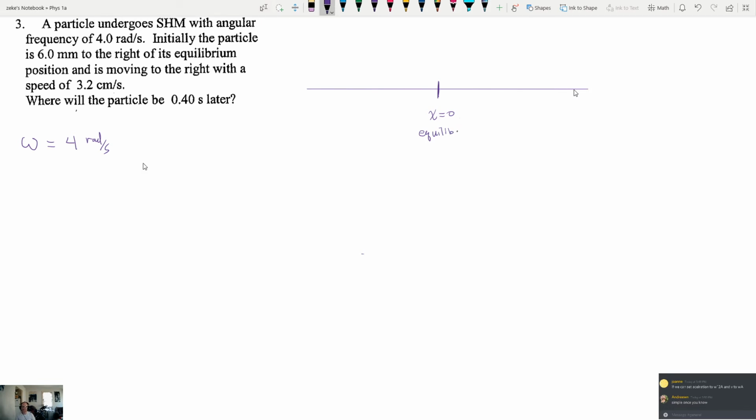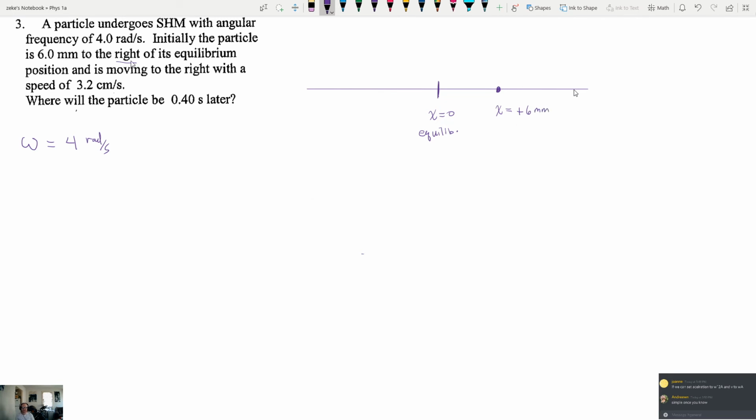It says initially the particle is 6 millimeters to the right of its equilibrium position. So let's say that this is 6 millimeters right here. So this is going to be x equal to, and it says 6 millimeters to the right, so that's why I'm putting it on the right side. So I think it's okay to call this positive 6 millimeters, right? And what else does it tell us?